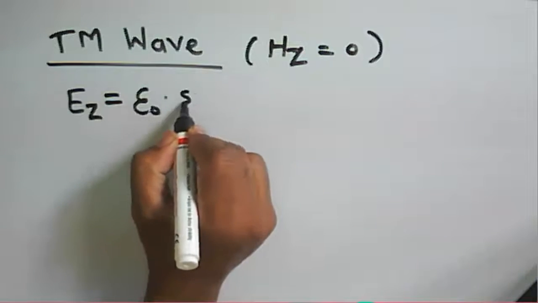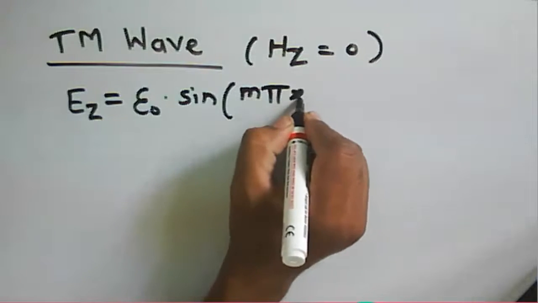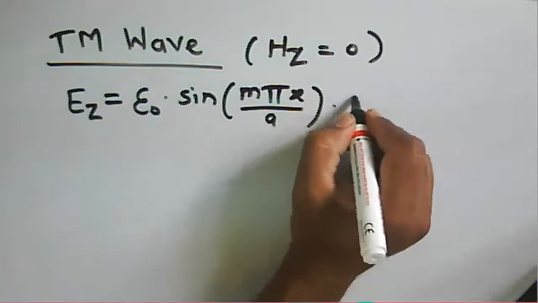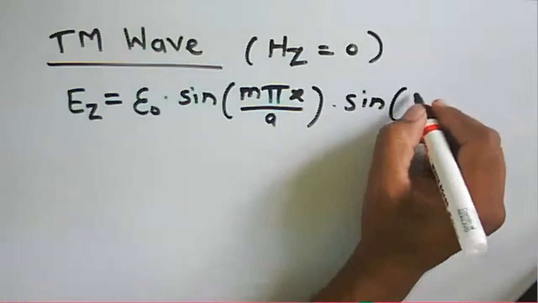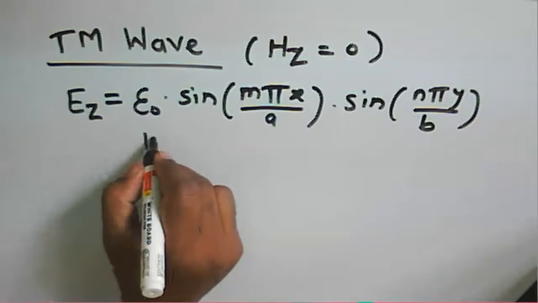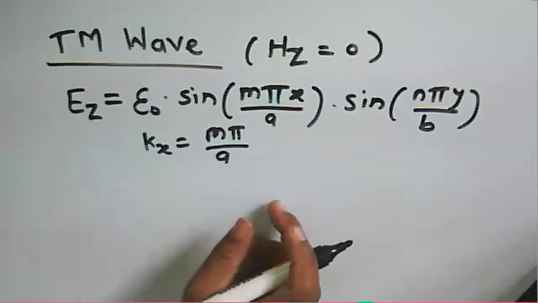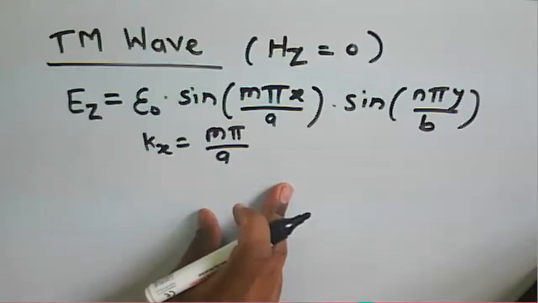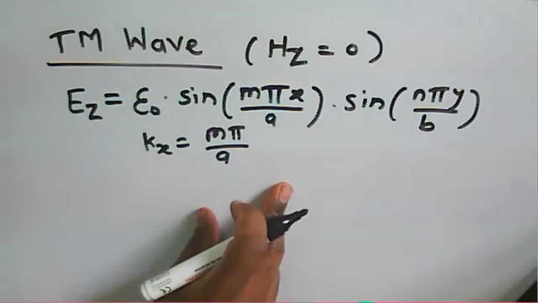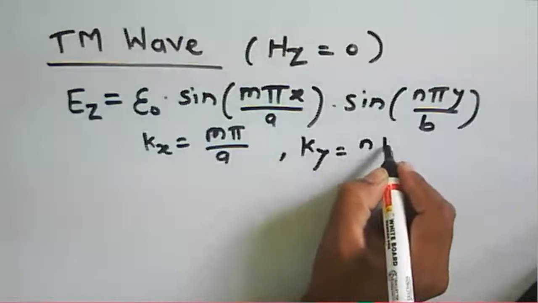It has epsilon 0 sine of m pi x by a, sine of n pi y by b. Now we know that kx is equal to m pi by a. Already we have seen that for the electric field intensity, for the TE mode of propagation, we obtain kx is equal to m pi by a, and ky is equal to n pi by b.